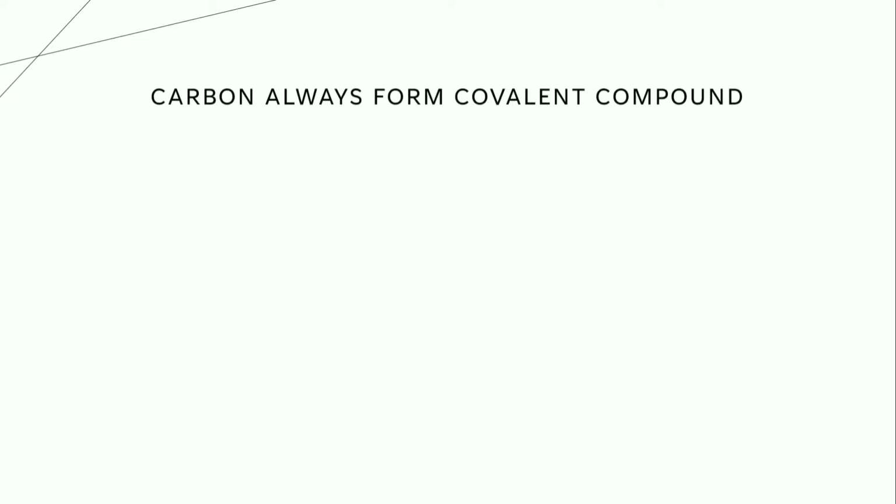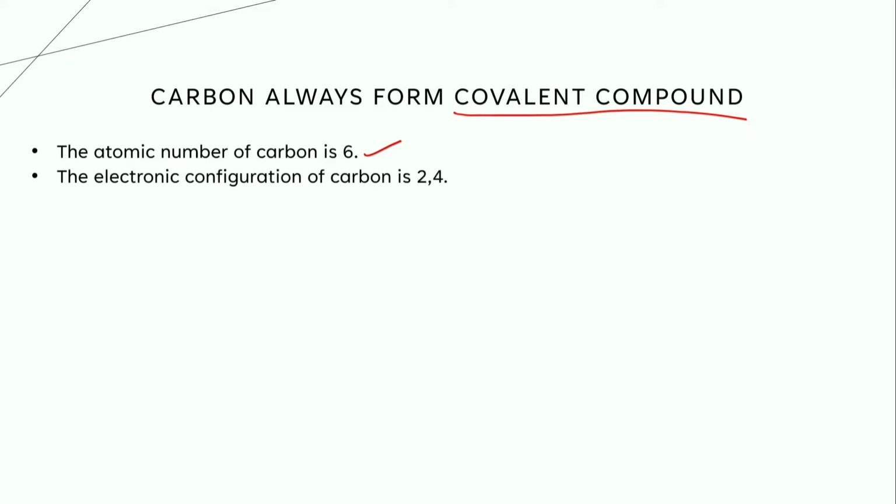Next, carbon always forms covalent compounds. The atomic number of carbon is 6. The electronic configuration of carbon is 2 and 4: 2 in the K shell and 4 in the L shell. The carbon has 4 electrons in its outermost shell.